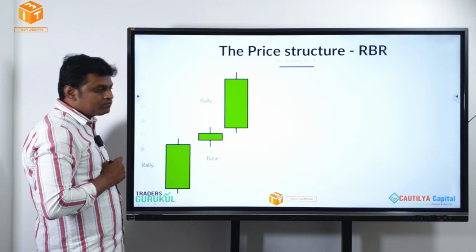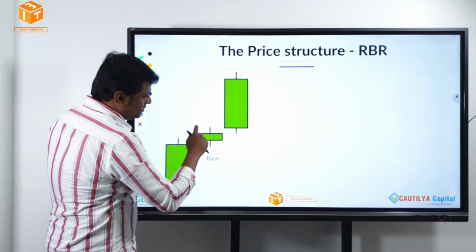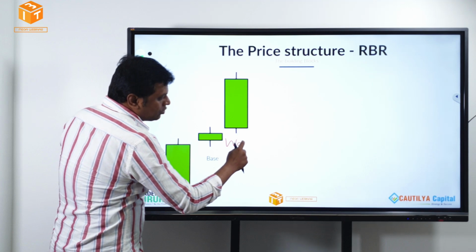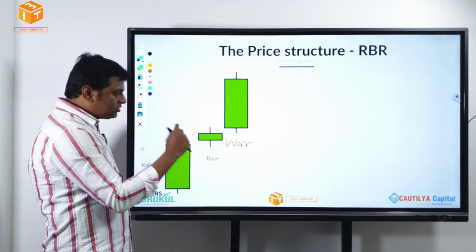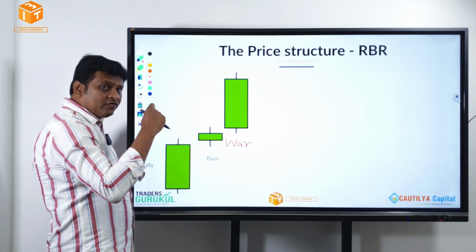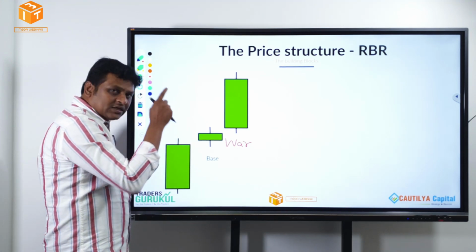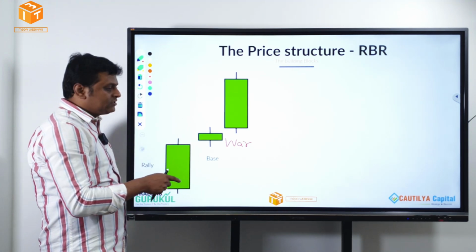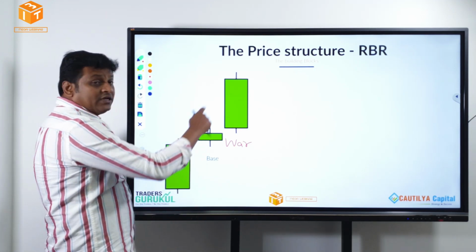Why? Because there is a war here. That is the whole reason this structure is a base. Why do you call it a base? Because the body is smaller than 50% of the total length of the candlestick. Which means there is a tug of war. There is a fight between buyers and sellers. And finally, who won? Who dominated the scene? It depends on the next candle.